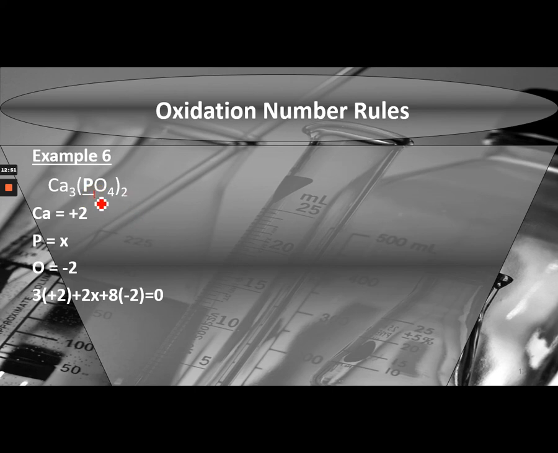So 2 times 1 is 2, and 2 times 4 is 8. So we end up with 6 plus 2x minus 16. Gathering like terms, 16 and 6. And then dividing by 2, you end up with phosphorus is +5.